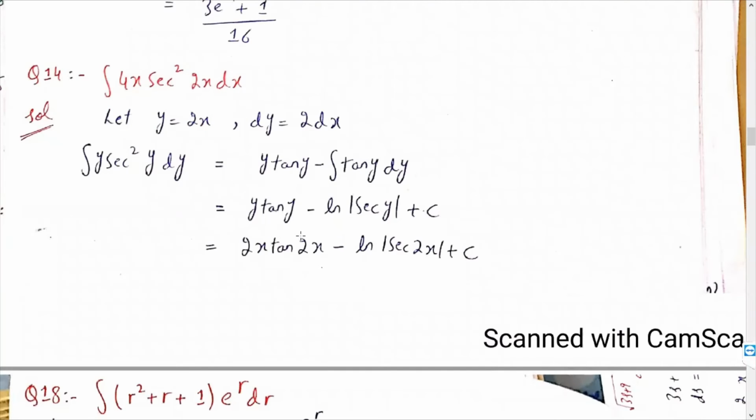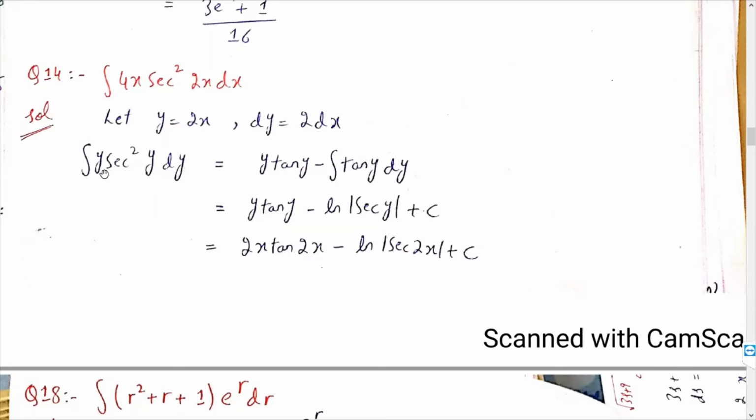Now this is once again a simple question. Integral of 4x into secant square 2x dx. Let y equal 2x. Then dy equals 2 dx. So the integral becomes y into secant square y dy.